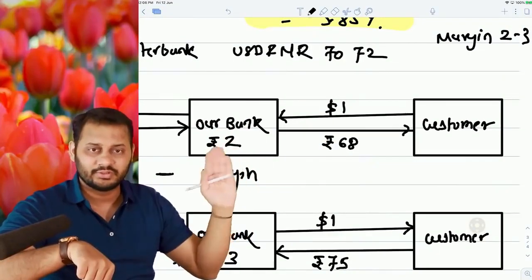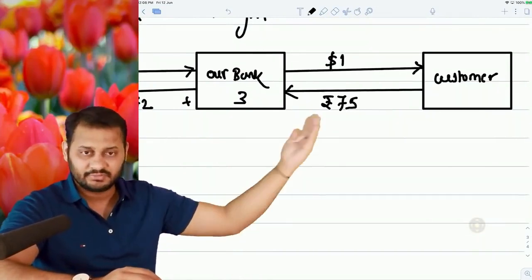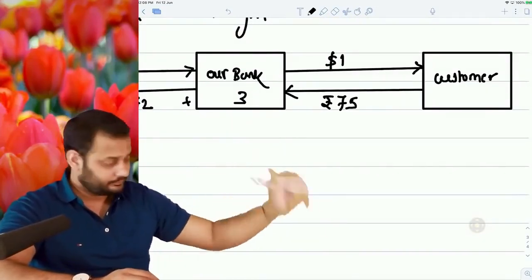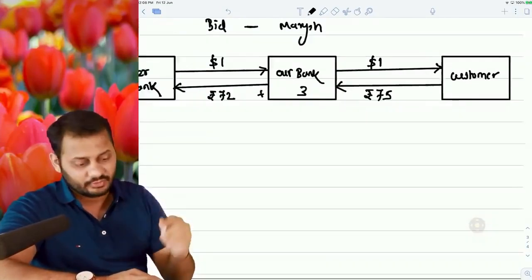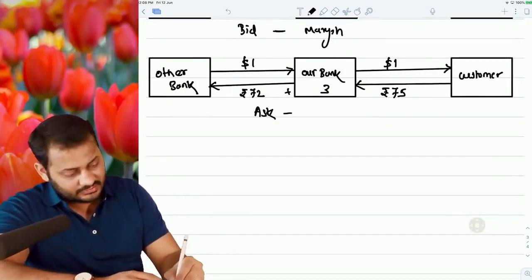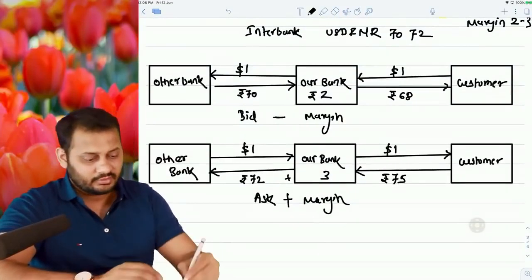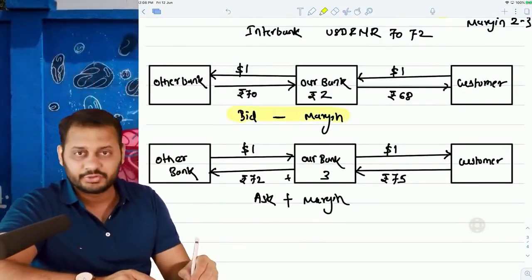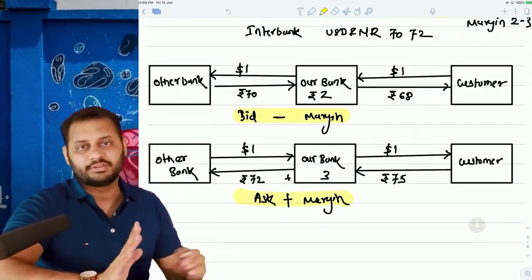That's why 2 rupees is deducted from the bid. But in this case, margin should also come in. The 72 should also come in. That's why we added 3 rupees to 72. So the question is simple: ask plus margin. Ultimately, the conclusion is, from bid you should deduct margin, from ask you should add margin.